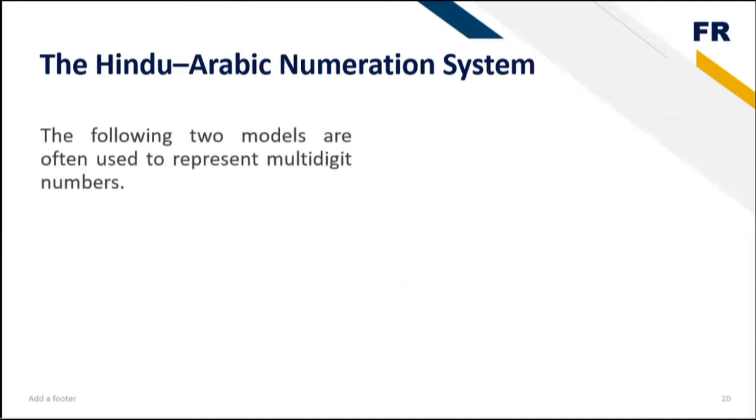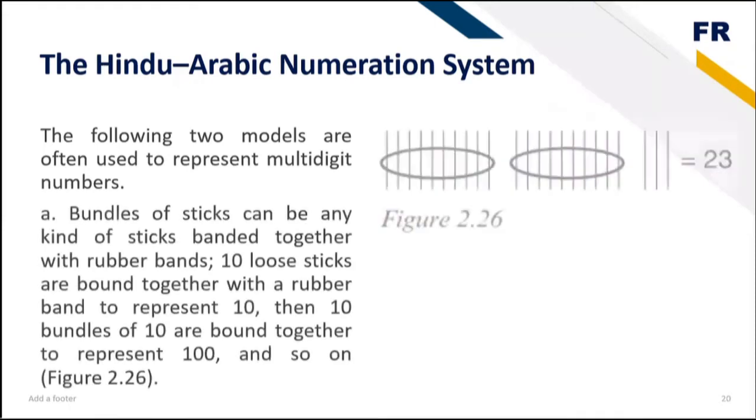The following two models are often used to represent multi-digit numbers. First, yung tinatawag natin bundles of sticks can be any kind of sticks banded together with rubber bands. Then those sticks are bound together with a rubber band to represent 10. Then 10 bundles of 10 are bound together to represent 100 and so on. Gaya ng nasa ating figure 2.26. So kaya yung bundle of sticks ay 1, 2, and 3. So meron na tayong 23.